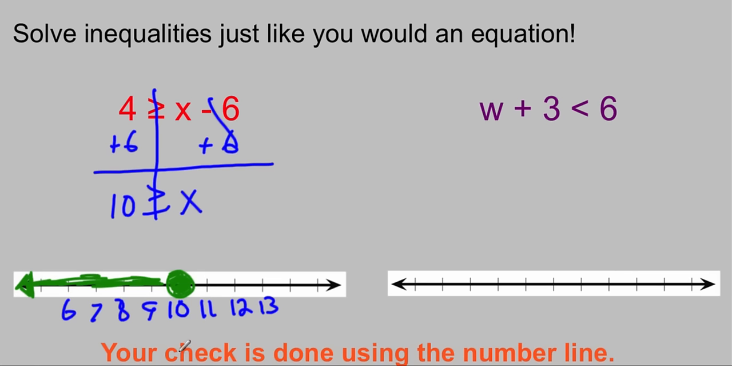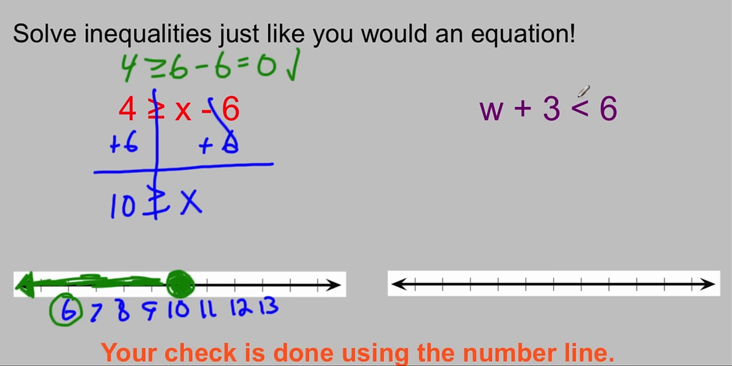And then your check is done using your graph on the number line. You choose any of the numbers that you plugged in over here. So maybe we'll take our 6, and we plug it back into our inequality in place of x. And then we see, what do we get? 6 minus 6 is 0. Is 4 greater than or equal to 0? In this case, it clearly is, so we're good to go. But that's going to serve as our check in these problems.